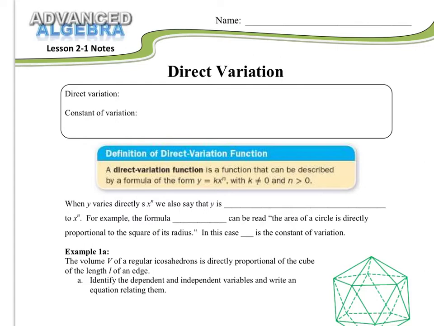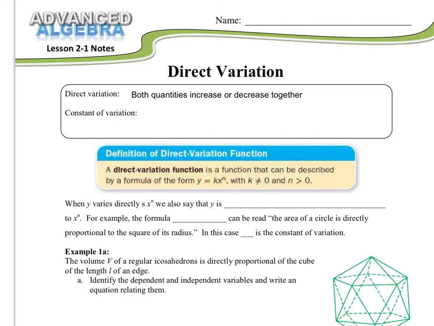As one increases, the other will increase, or as something decreases, the other will decrease as well. And that's a good definition of direct variation. Both quantities increase or decrease together. As you can see, I typed that definition in the box.